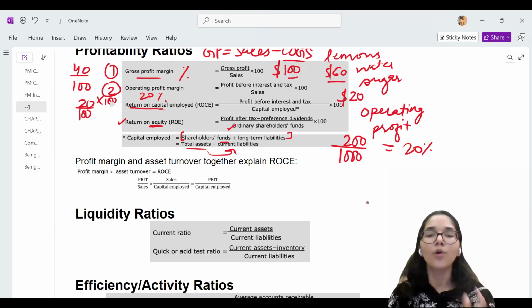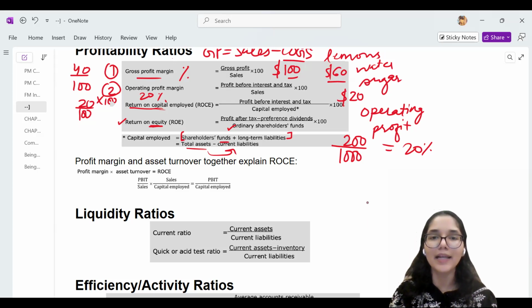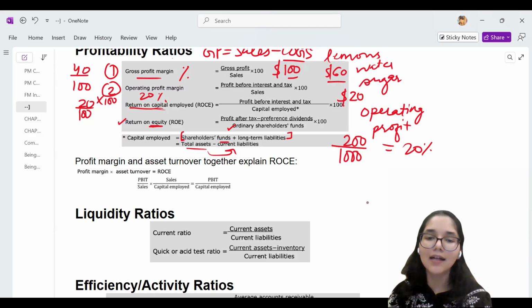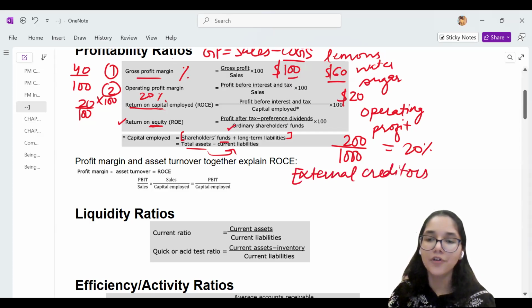So if you know the hierarchy in which the company has to pay off the people externally, firstly, the company has to pay external creditors. So it could be the debt that the company has taken. So first, the creditors are paid off externally.